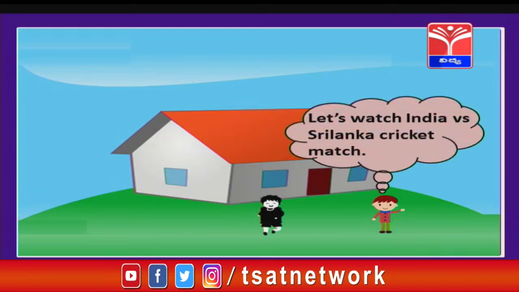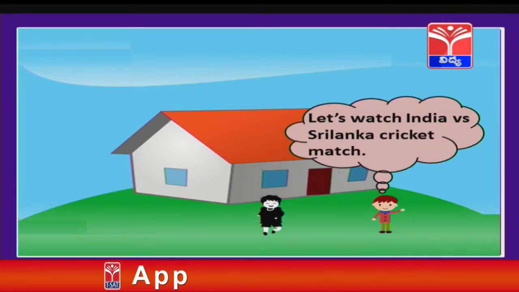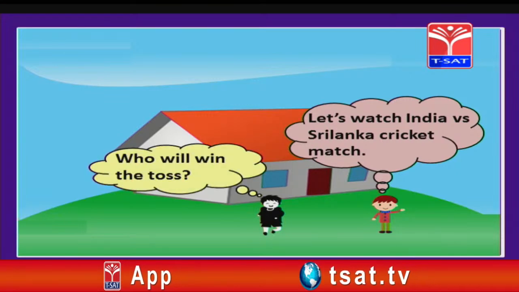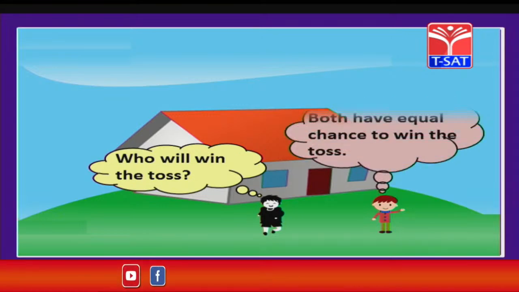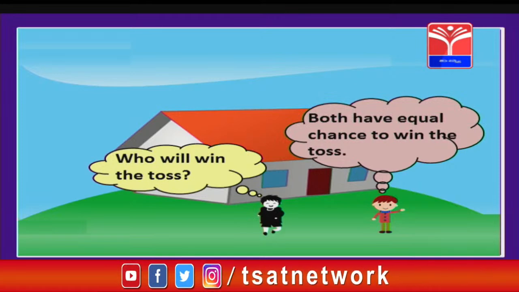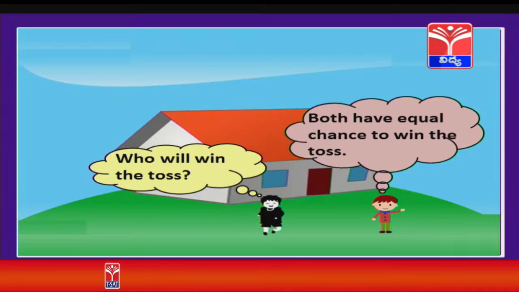Now, both of them want to watch a cricket match. So, they want to watch the India versus Sri Lanka cricket match. Now, what is the question he is asking? Who will win the toss? Then he replies that both have equal chances to win the toss. So, children, you know, a coin is tossed. So, he says that both the teams have equal chances to win.